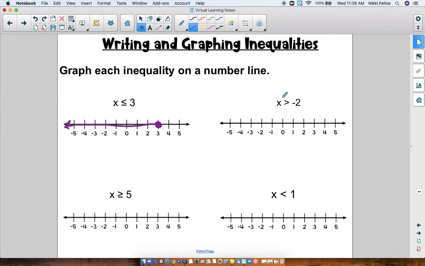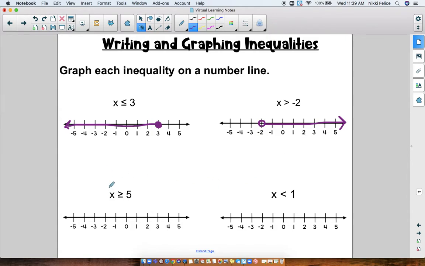Number 2, x is greater than negative 2. Well, this is just greater than. There's no or equal part. So I'm not going to color in my circle. I'm going to leave it open. Greater than negative 2. Are these numbers greater than negative 2? Or are these numbers greater than negative 2? Yeah, these ones. We're going to draw the arrow to the right. All of these numbers are bigger than negative 2.